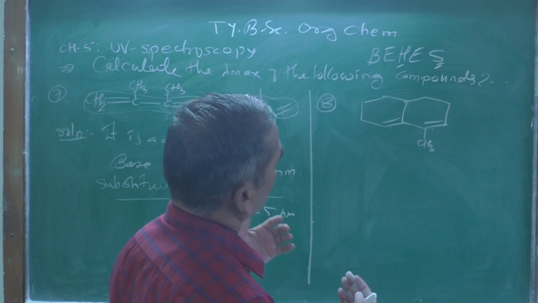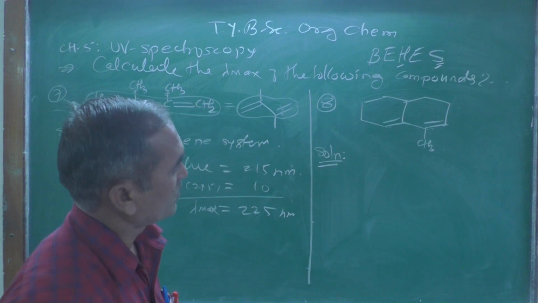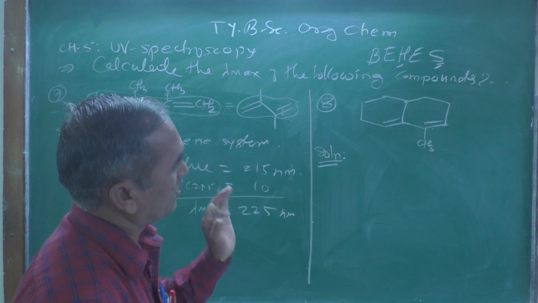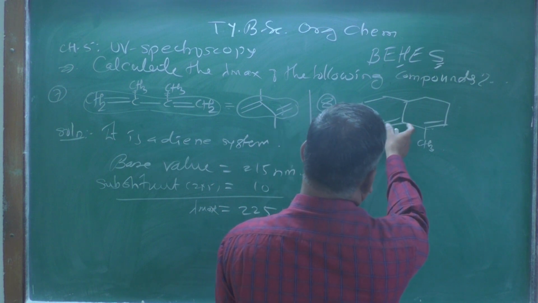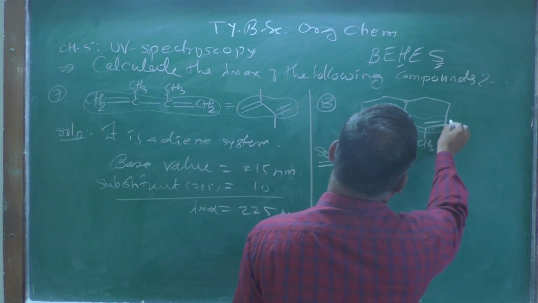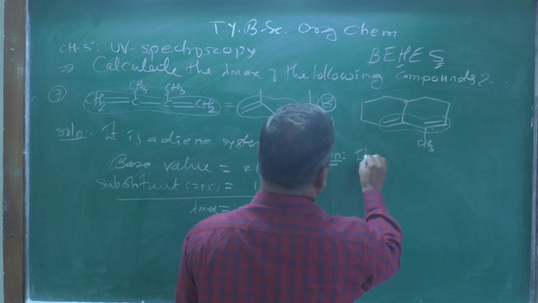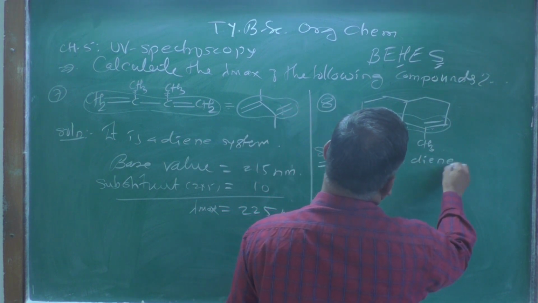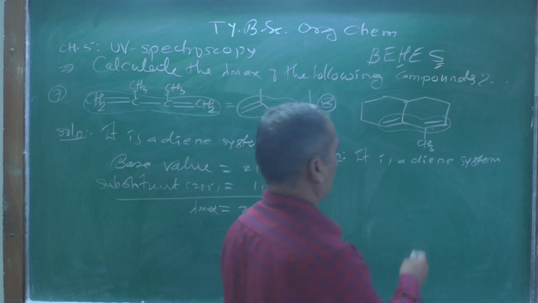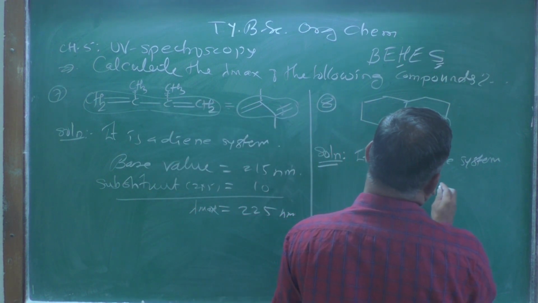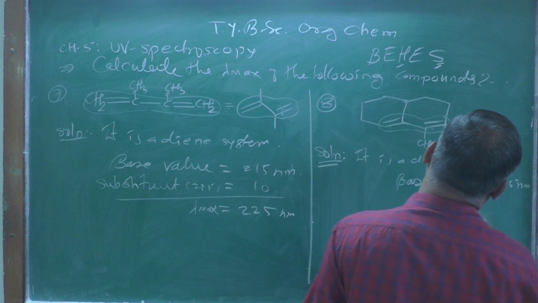So how do you solve this problem? Let's see the solution. Now here, observe this carefully. Does this molecule contain a diene system? Yes, look there: carbon-carbon double bond, single bond, and double bond, and therefore there is a diene system. If a diene system is there, what is the base value for the diene system? As we know, the base value for a diene system is 215 nanometer, right?